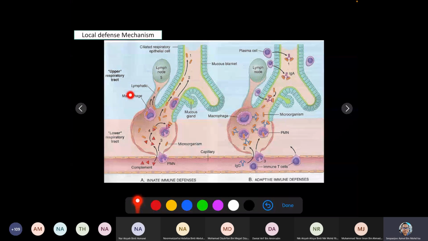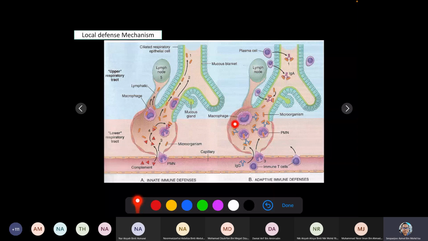Local means near the alveoli. So when bacteria come in, there will be neutrophils and also macrophages that will eat all the bacteria, fungi, or viruses that enter our airway. They will then become attached to the mucosal lining of the large airway, which produces a lot of mucus that encases these white cells and bacteria, and is expelled as phlegm during coughing or sneezing.